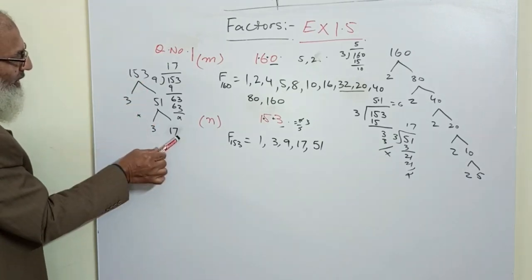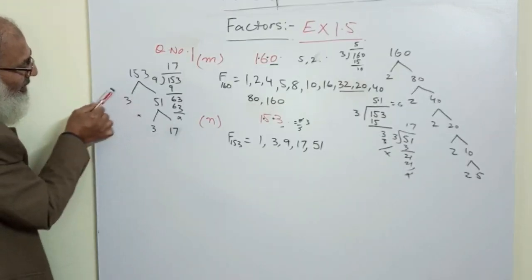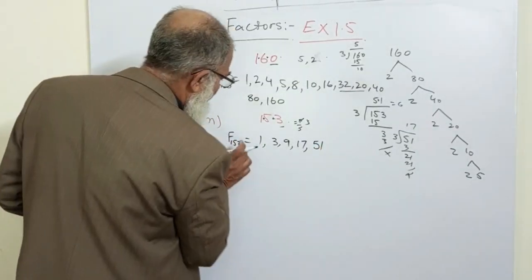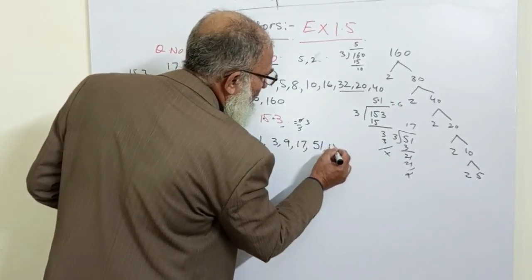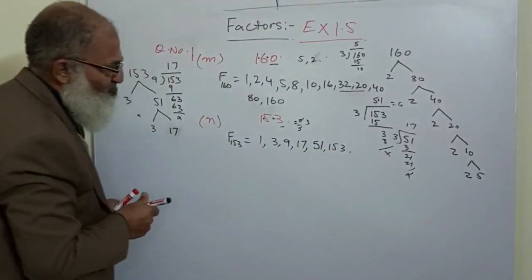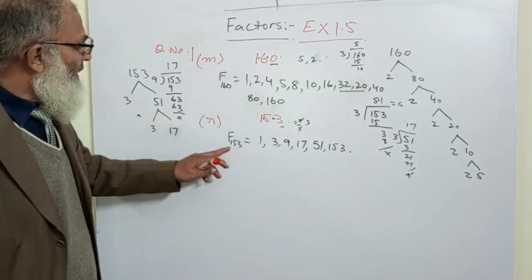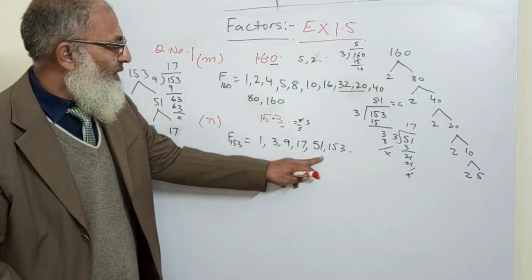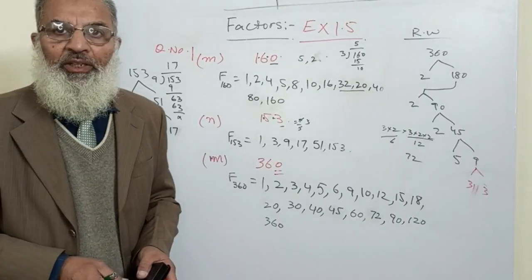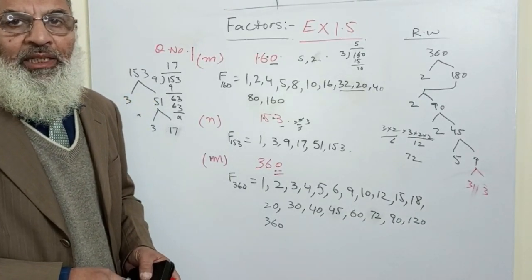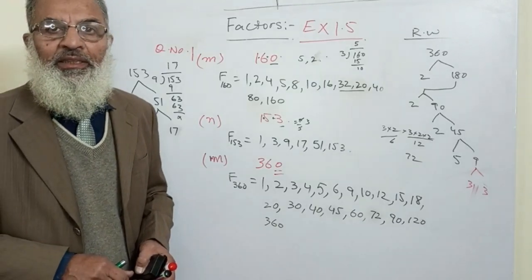You can also check it from here. 153, 17, 3, 9, and the number itself is 153. So these are the total factors of 153: 1, 3, 9, 17, 51, 153. If I continue with this exercise, it will be very lengthy. Have fun with this exercise.